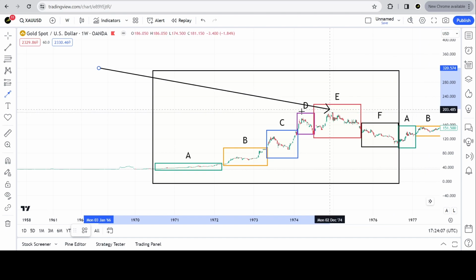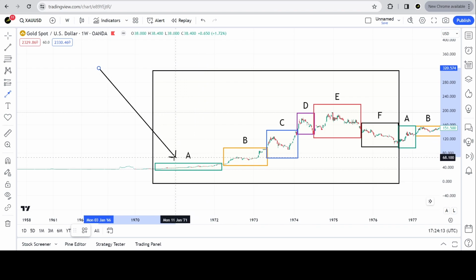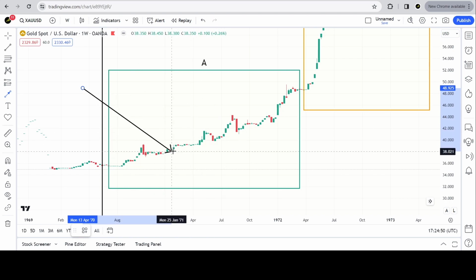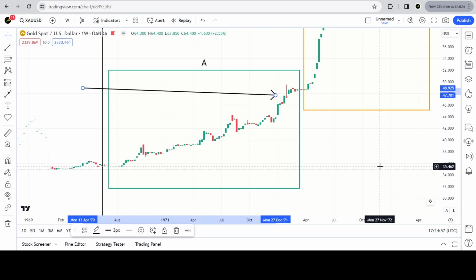So what is the essence of each of these structures? That's what I want to show you. Let's start over here with A. This first structure is essentially the beginning of a bull run. In this structure, price moves up. It has a series of bounces or waves as it moves up. That's the essence of this structure.